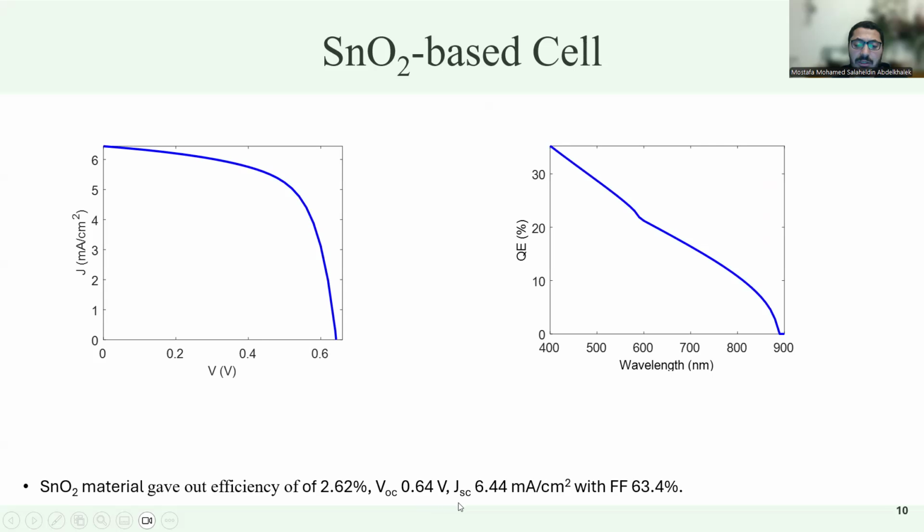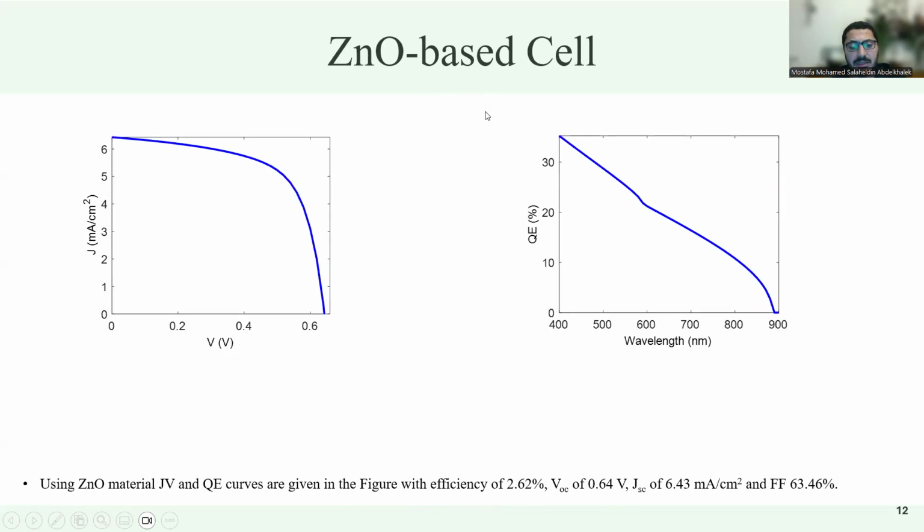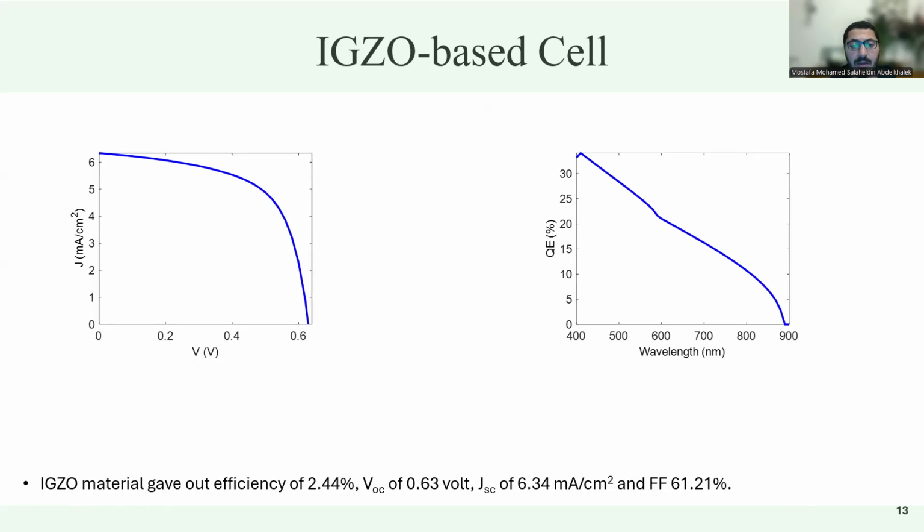The open circuit voltage is 0.64 volt. The short circuit current density is 6.44 milliampere per centimeter square, with a fill factor of 63.4. The WS2 based cell has a power conversion efficiency of 2.14. The zinc oxide based cell has an efficiency of 2.62, V open circuit of 0.64, J short circuit of 6.43, and fill factor of 63.46. The IGZO based cell has a power conversion efficiency eta of 2.44.